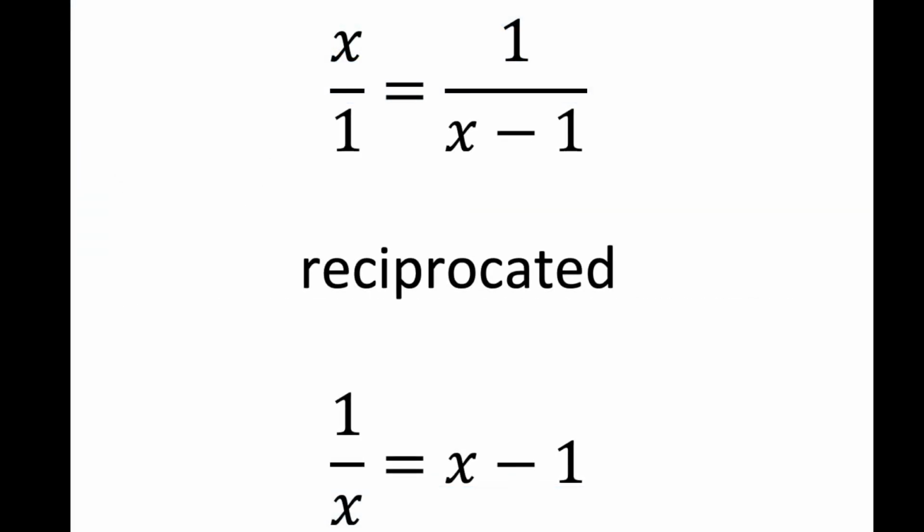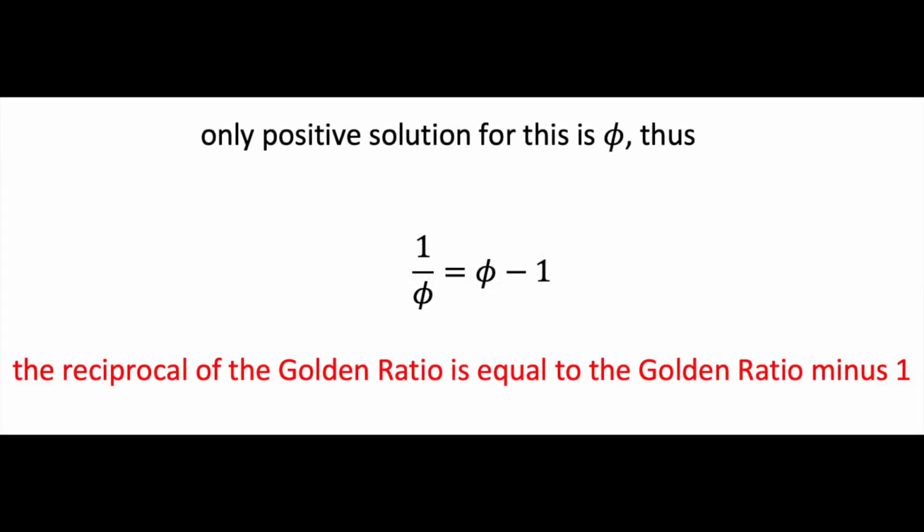Another interesting thing to mention is back at the proportionality we started with, x divided by 1 equal to 1 divided by x minus 1. If we reciprocate both sides, we end up with the proportionality 1 divided by x equal to x minus 1. Remember that the only positive solution for this was phi equal to (1 plus the square root of 5) divided by 2, which means that 1 divided by phi is equal to phi minus 1, or the reciprocal of the golden ratio is equal to the golden ratio minus 1.